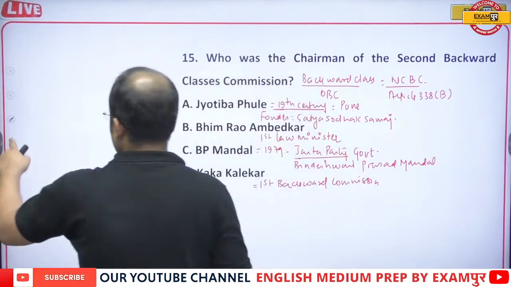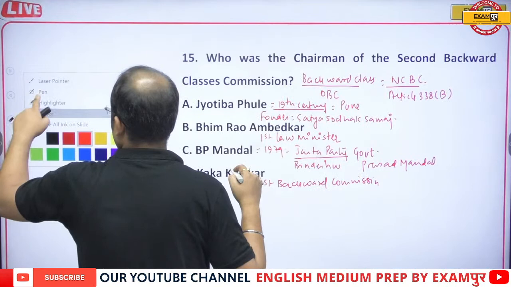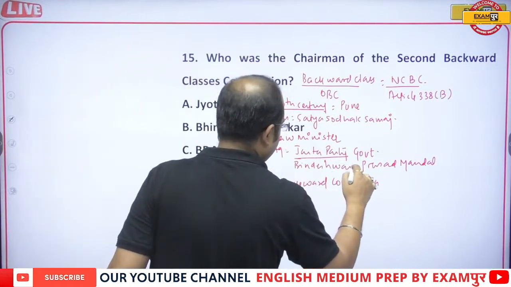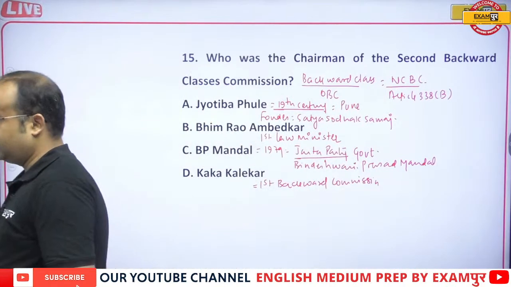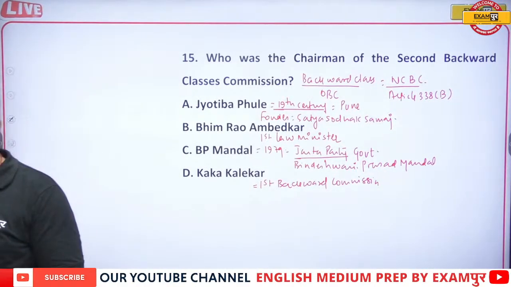So it is Bindeshwari Prasad Mandal. BP Mandal, 1979. So the correct answer will be option C, that is Bindeshwari Prasad Mandal.